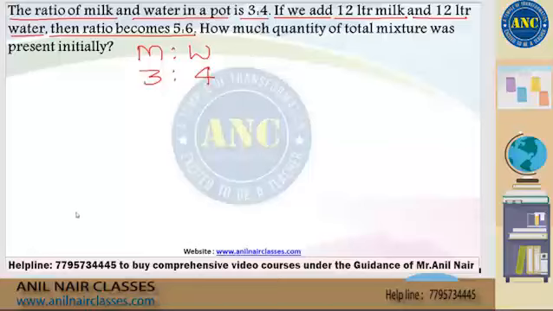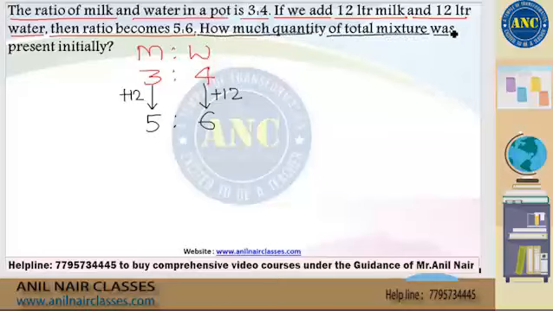That means a ratio of 3:4 does not mean that milk is only 3 and water is only 4. That is expressed in ratio format. It can be any multiple of 3:4. Right now, for this 3:4, 12 liters of milk is added and 12 liters of water is added, and the ratio becomes 5:6. How much quantity of total mixture was present initially?